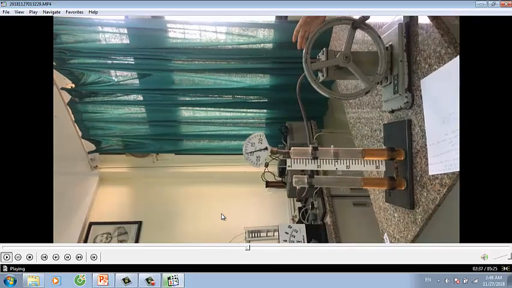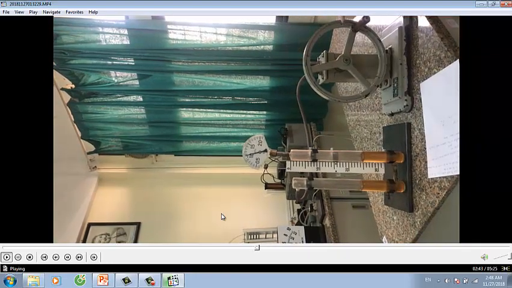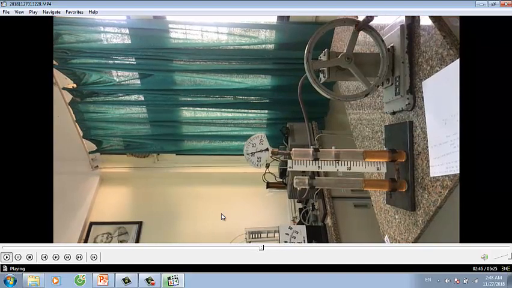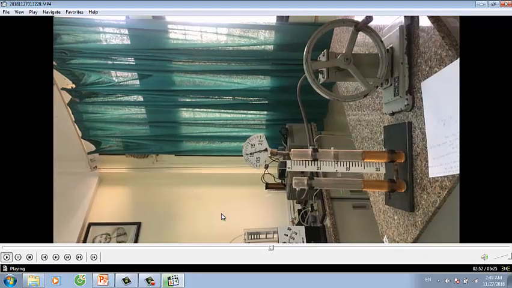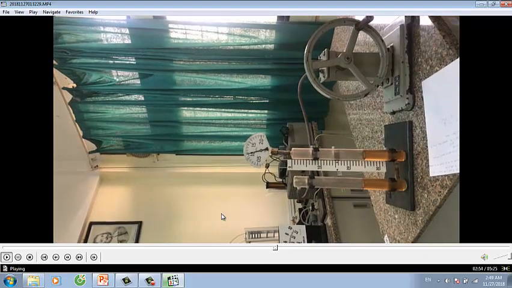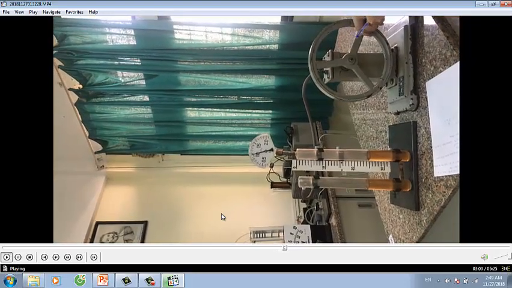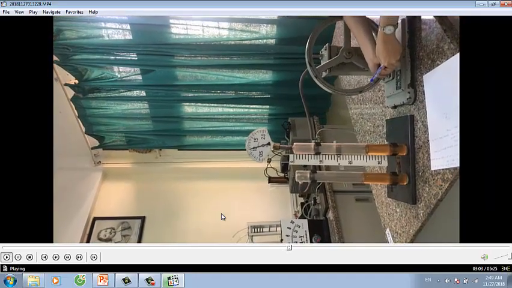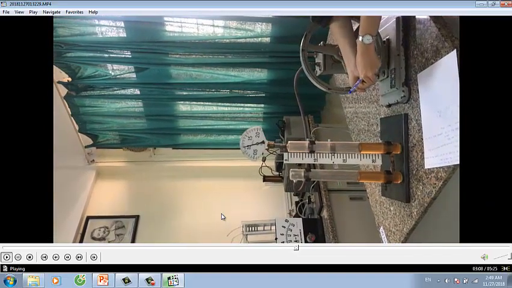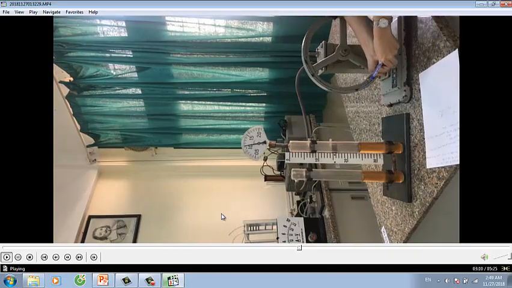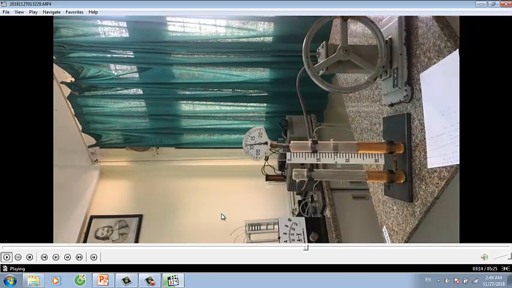Now we do another case. We rotate the pump. And now we read the coupled values P and V. In this case, P equals 1.1 multiplied by 10 to the power 5 Pascal, and the height of the gas is equal to 23 centimeters.